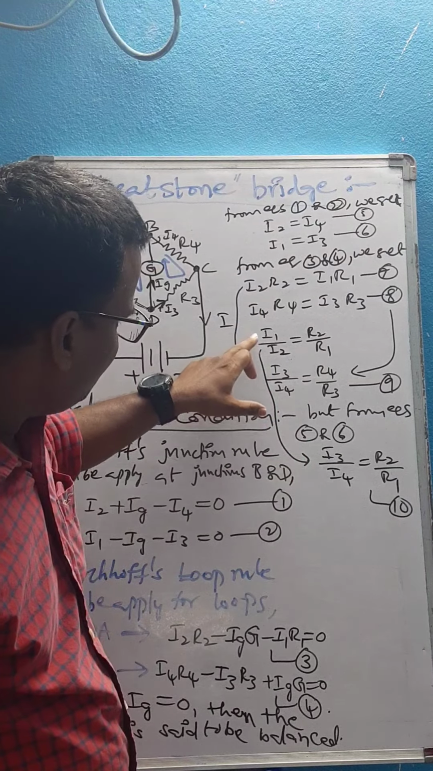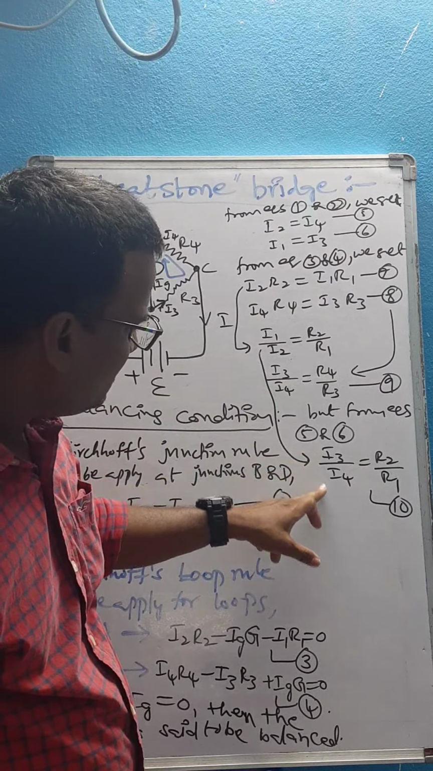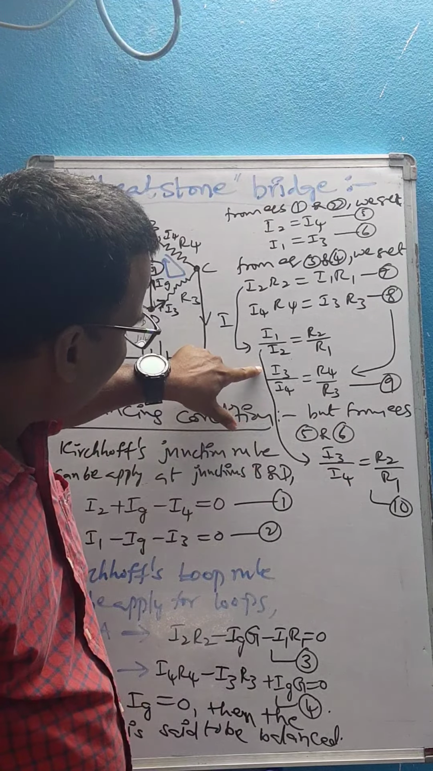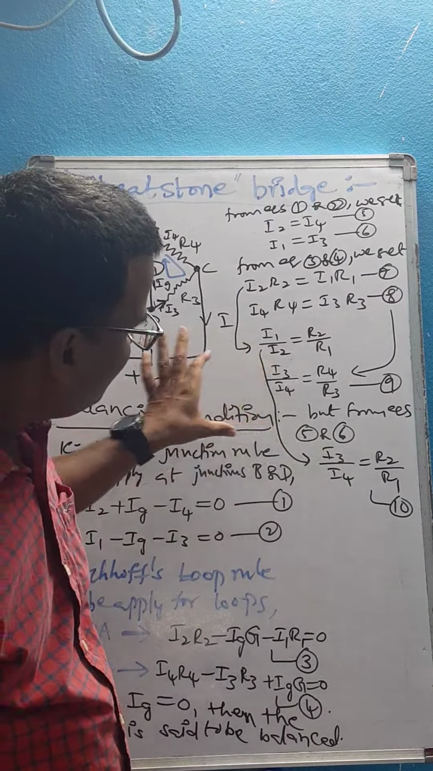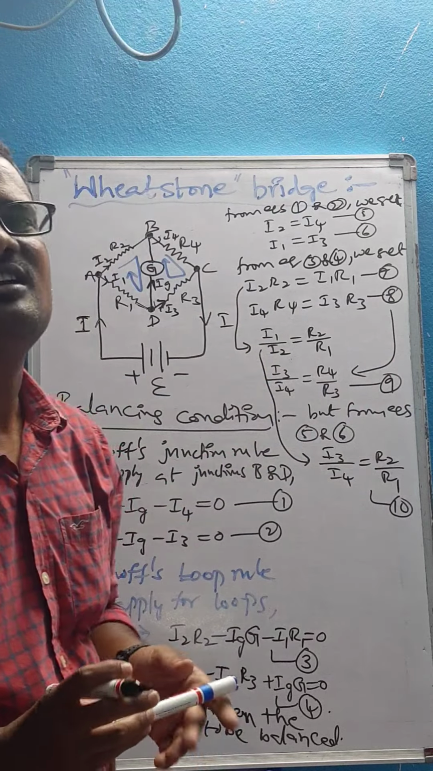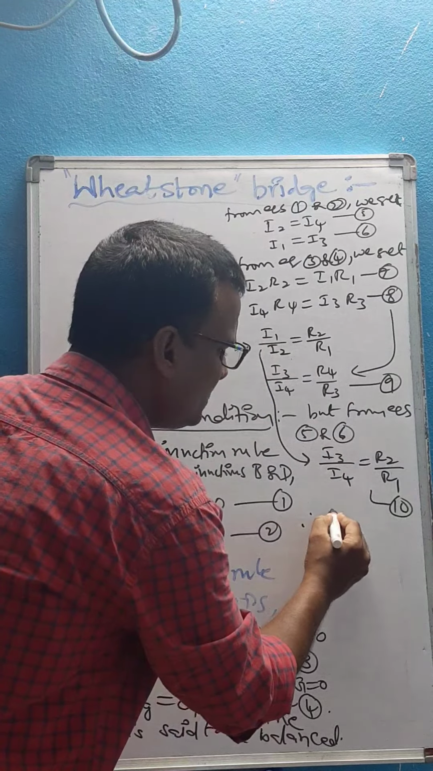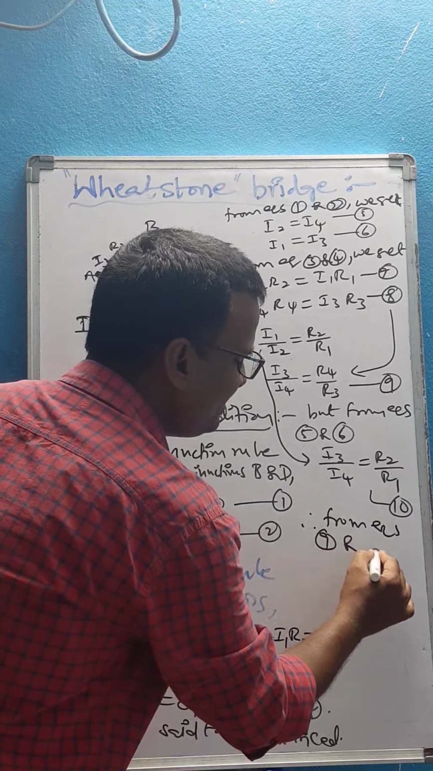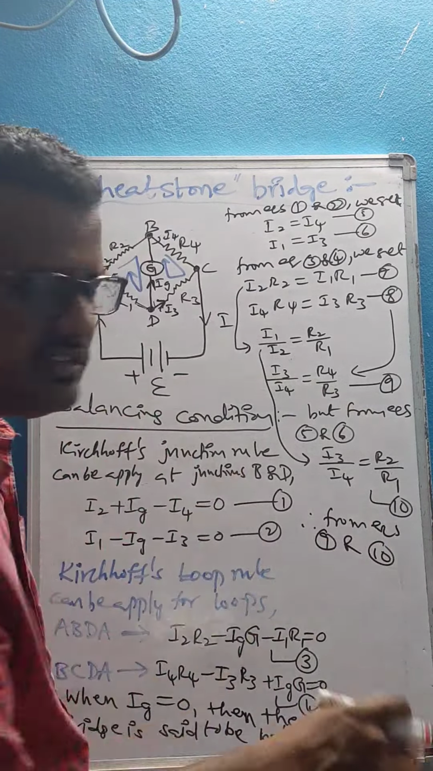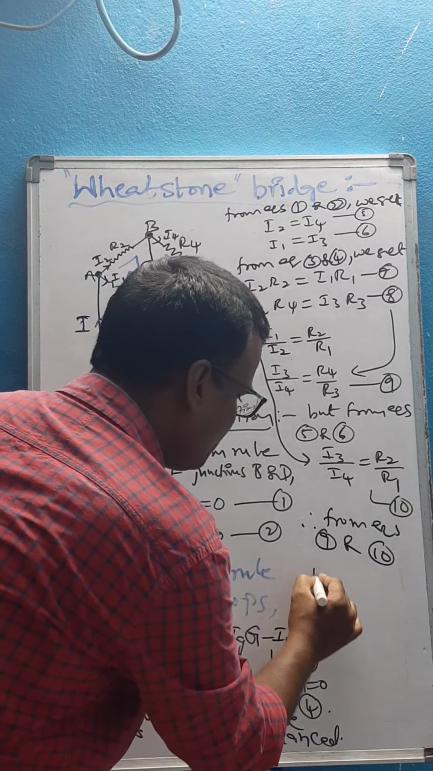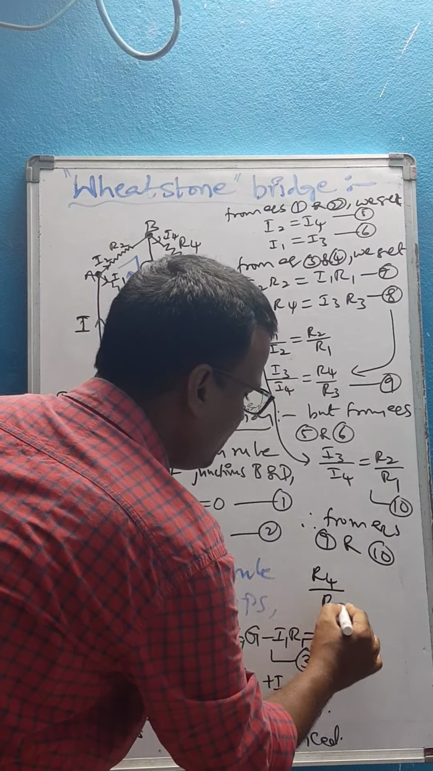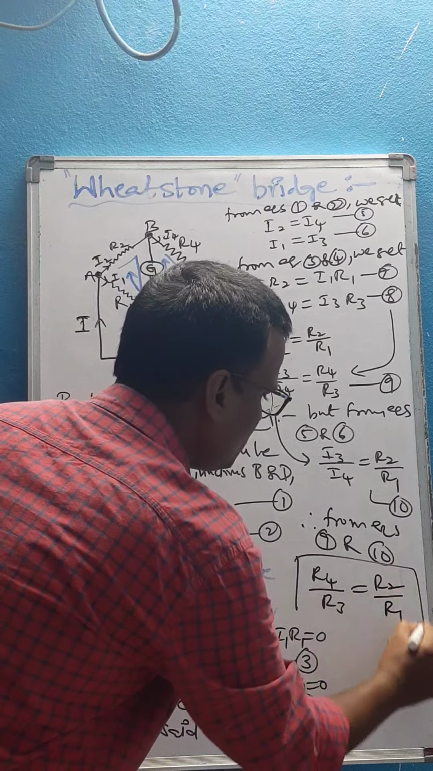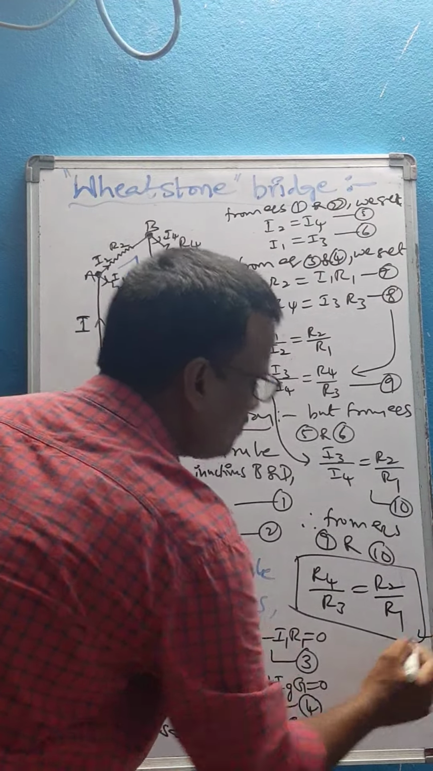So this equation can be turned into I3 by I4 equal to R2 by R1. But here equation 9 and equation 10 LHS are the same, therefore the RHS are equal. So finally what do we write? R4 by R3 equal to R2 by R1.